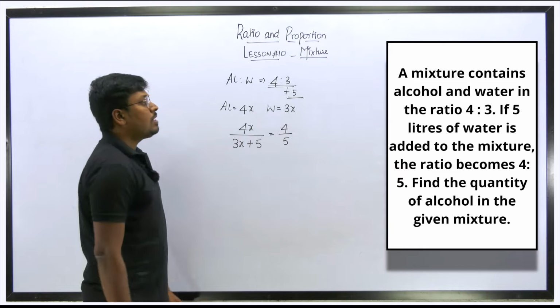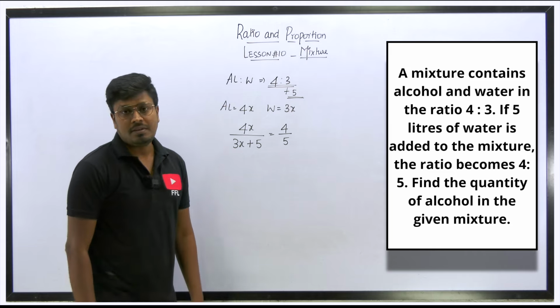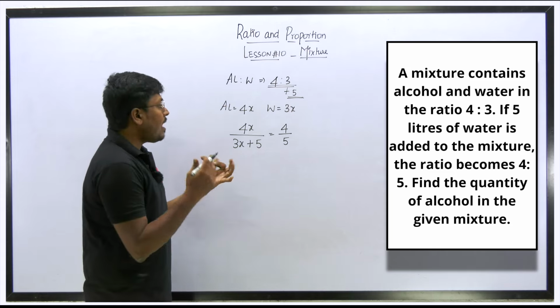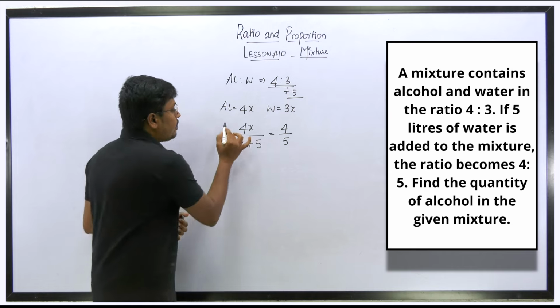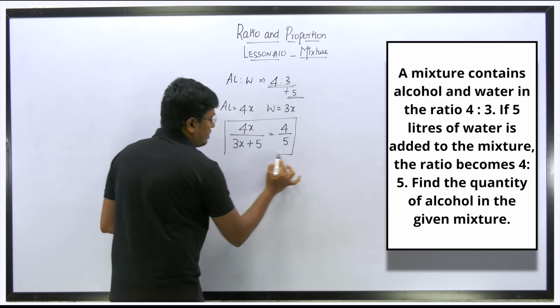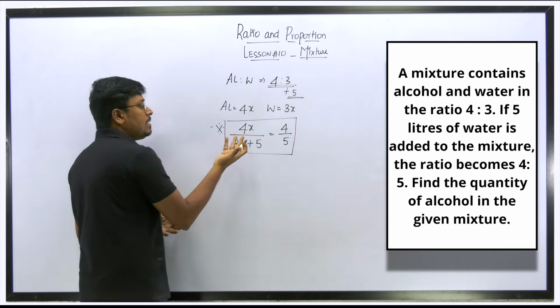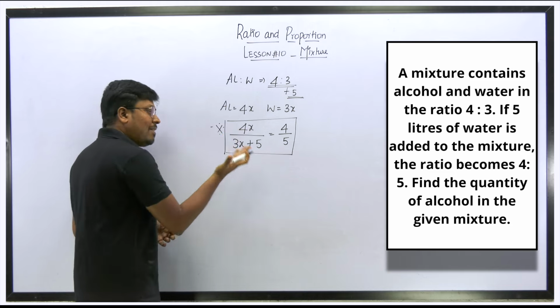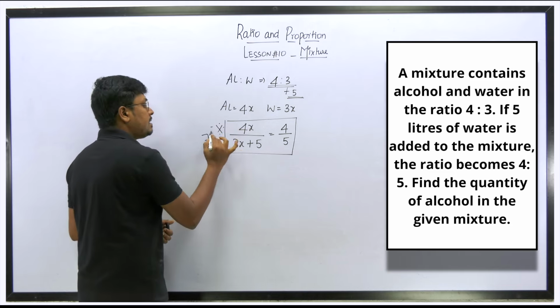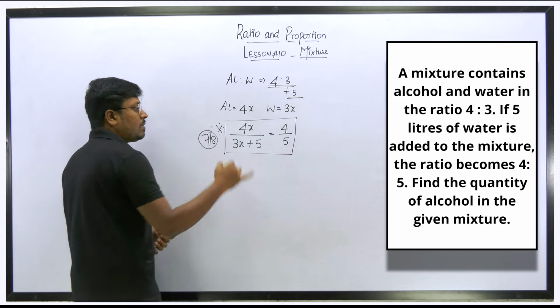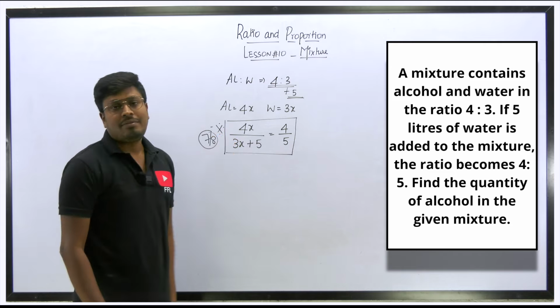Now our target is to find the quantity of alcohol in the given mixture. In the previous 7th and 8th lessons, I told you how to frame this equation. We are not learning this newly, we have already learned this in lesson number 7 and lesson number 8, how to write this equation. So I have applied the same thing here.